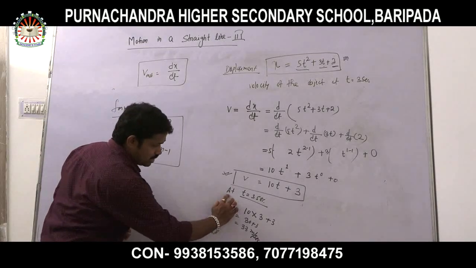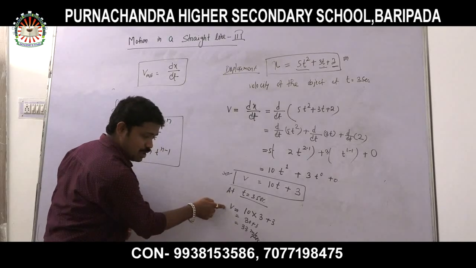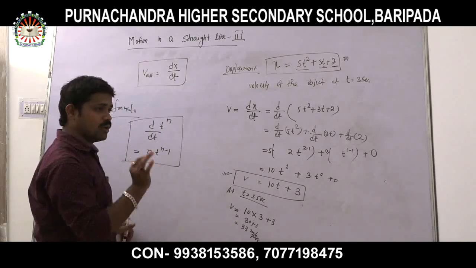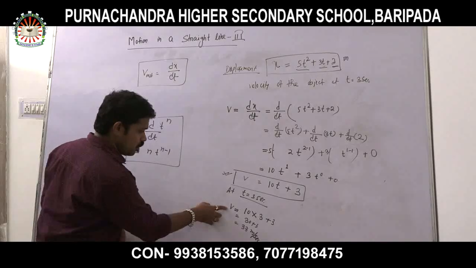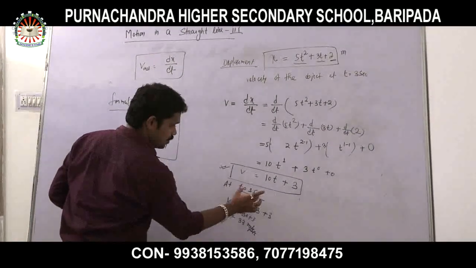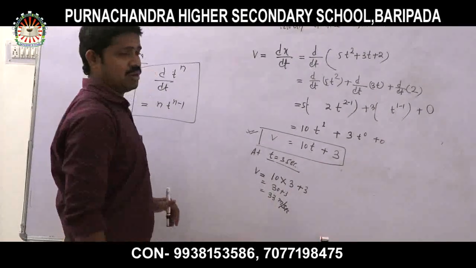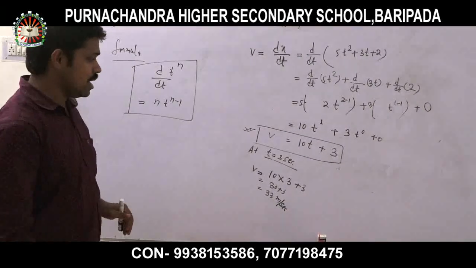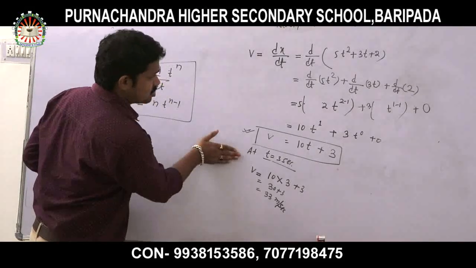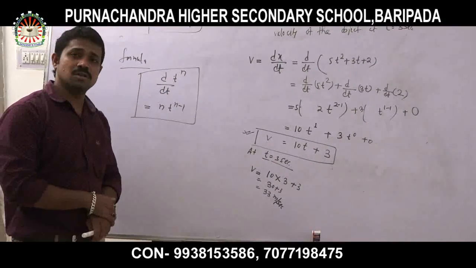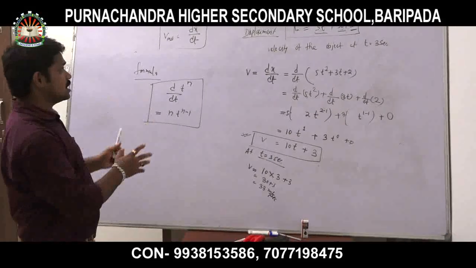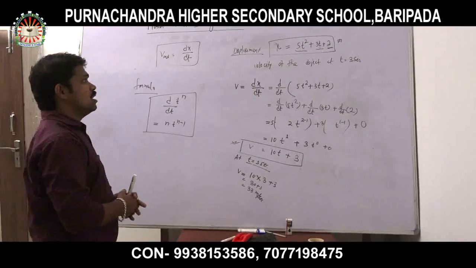So look at here, the final calculated value of velocity is nothing but your instantaneous velocity, because at t equal to 3 seconds, at this particular instant of time, what is my velocity? Now v is equal to 33 meter per second. Clear? So this gives my instantaneous velocity. Understood all of you? So these are these type of problems.